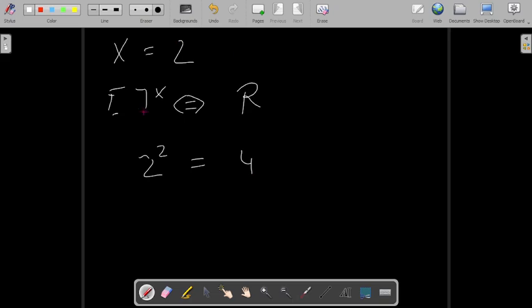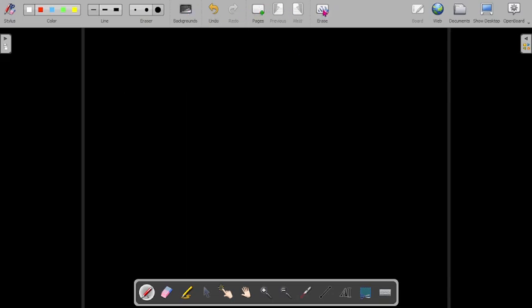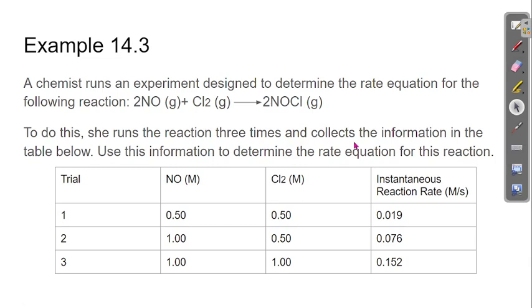The concentration doubled. Let me do this again so we can think it through. So it doubled, but then an exponent allowed it to change to quadruple. So what exponent allows us to do that? X equals 2. 2 times 2 is 4. And that's where you found that 4. I hope it makes sense. Let's look at the next one.